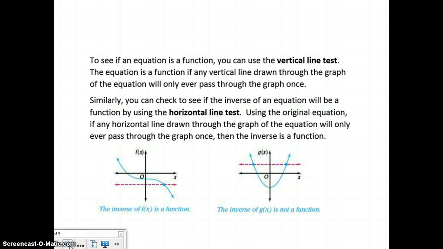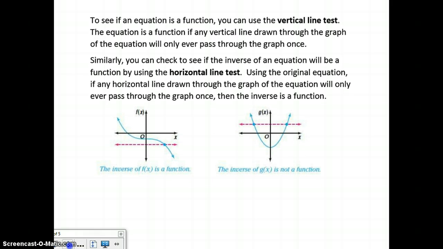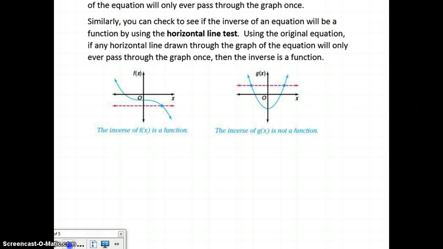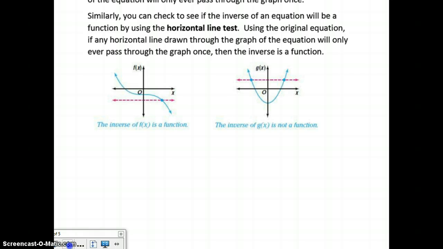So look at the second page. It says to see if an equation is a function, you can use the vertical line test. The equation is a function if any vertical line drawn through the graph of the equation will only pass through the graph once. And so, actually I have the inverse up here, but graph down below what these functions would look like. So this is my f of x function, just like it is on there.